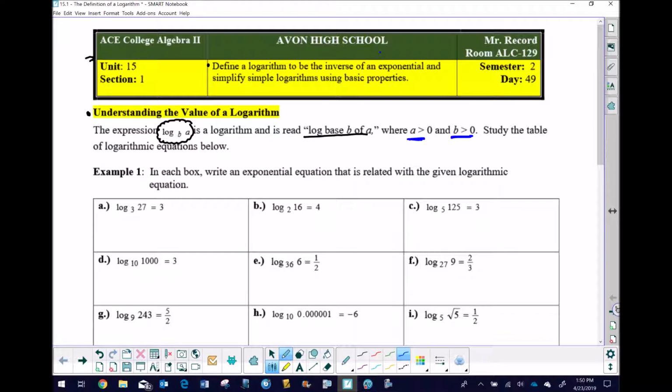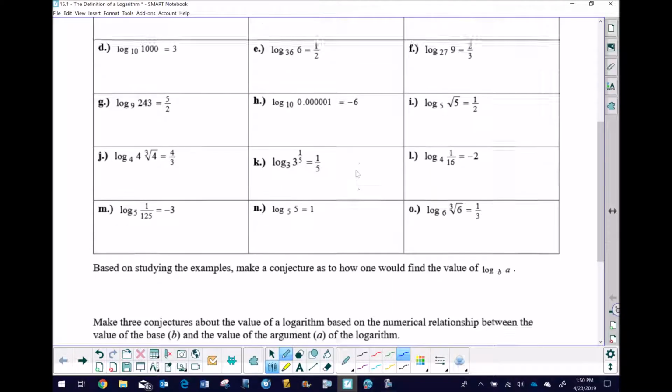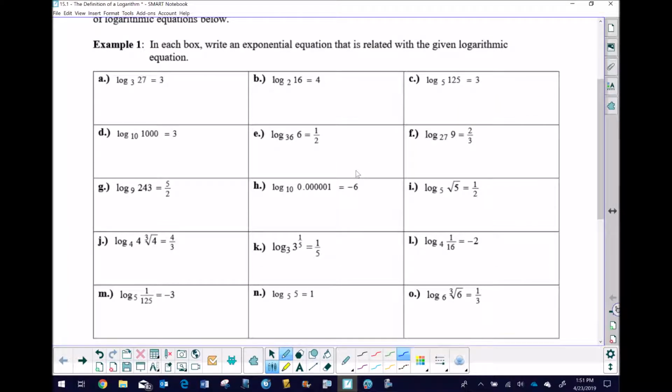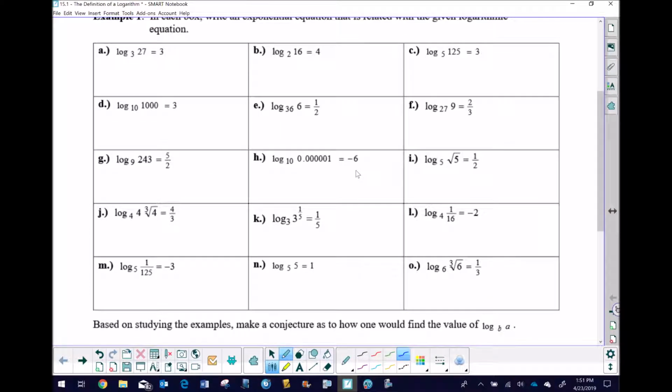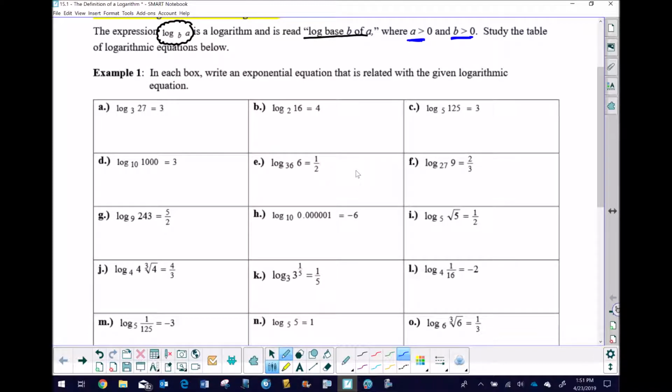We start by studying this table of logarithm equations below. Example 1 says, in each box, write the exponential equation that is related to the given logarithmic equation. As you can see, there are about 1,000 of these boxes. Oh, okay, 15. Close enough. I'm going to have my class fill out all 15, but we're going to at least talk through a few of them.